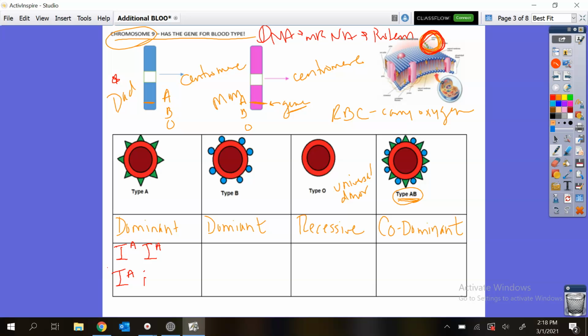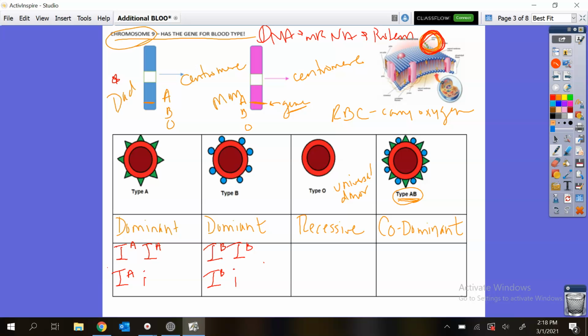Okay, so same deal with type B. You could receive a B, the gene that codes for the circle markers to be made on the outside of the red blood cells, from dad, and one from mom as well. In that case, you'd be considered homozygous dominant for type B blood. Or you could receive the B allele from one parent and the recessive from another, but since B is dominant, it overrides the recessive, so you would still have type B blood.